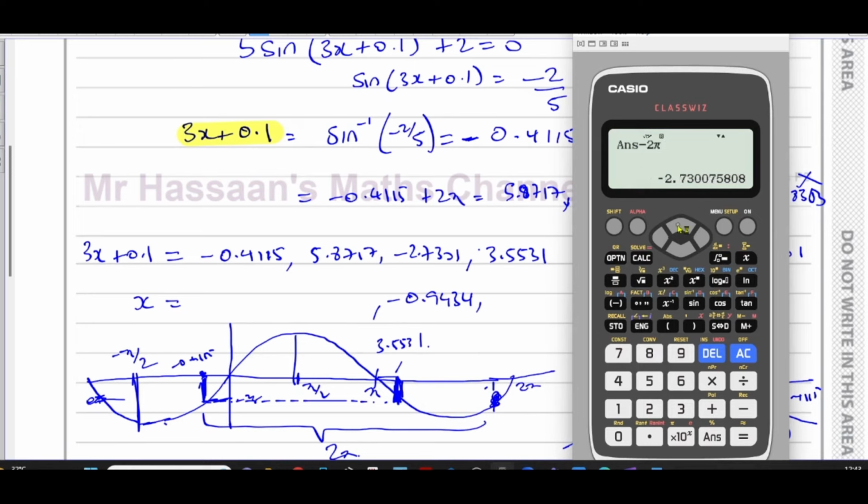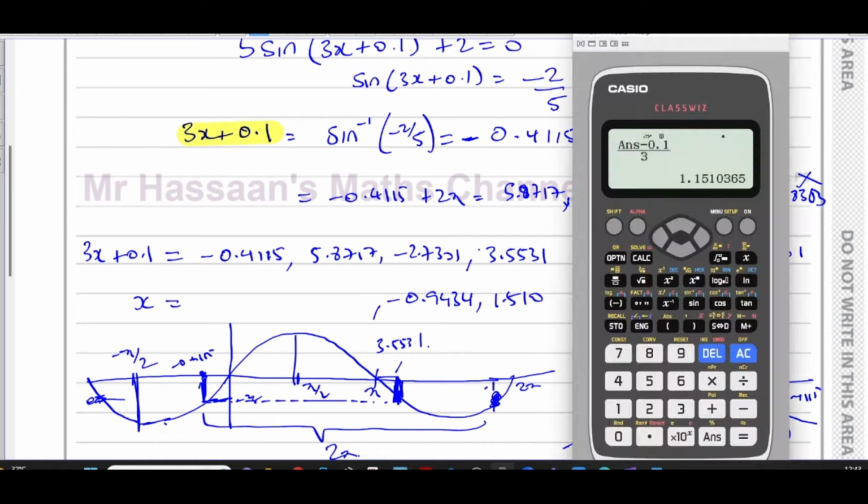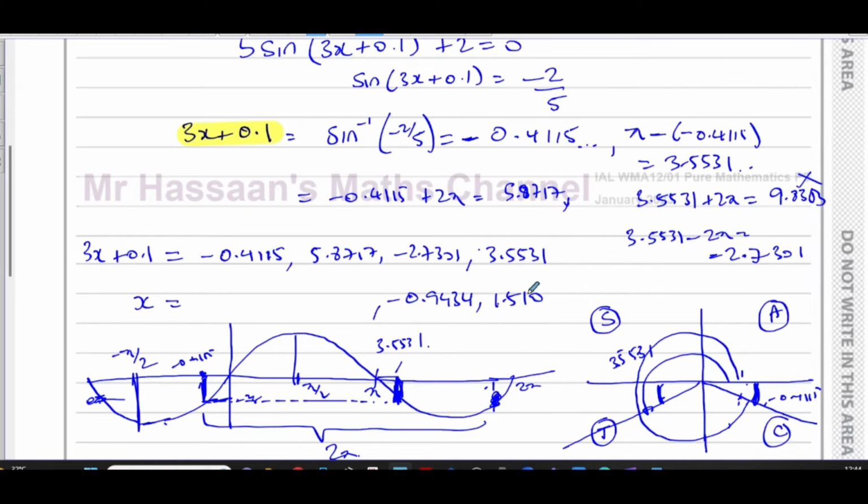We also had this answer here, so I'm going to do the same thing. I'm going to take this answer, take away 0.1 and then divide all of that by 3. That gives me 1.510. Sorry, did I write that right? I don't think I did. 1.1510. Okay, let me just correct that.